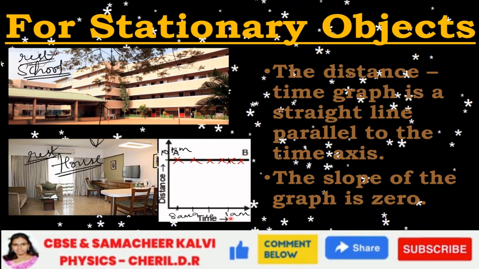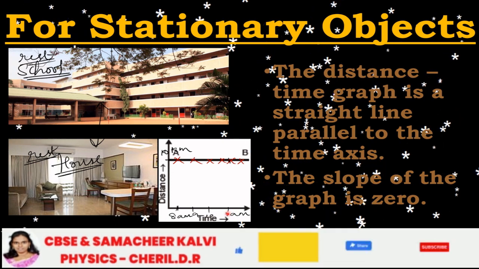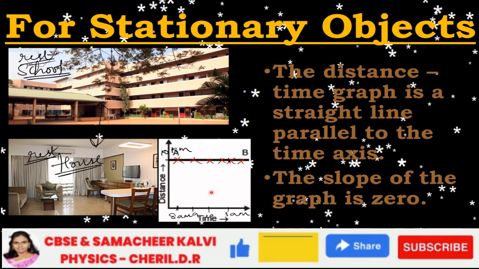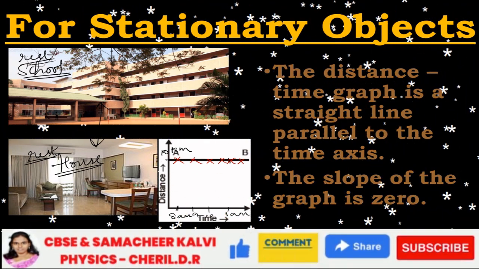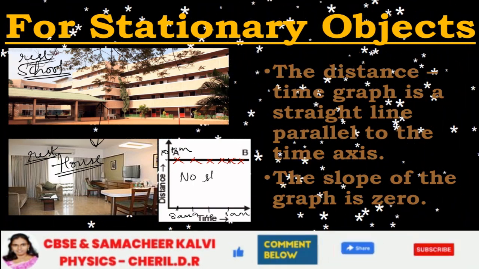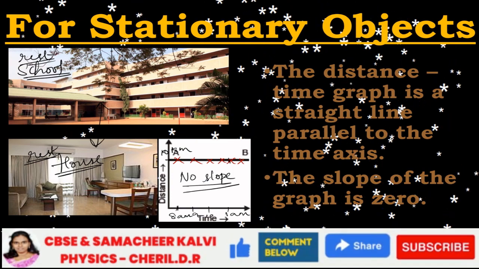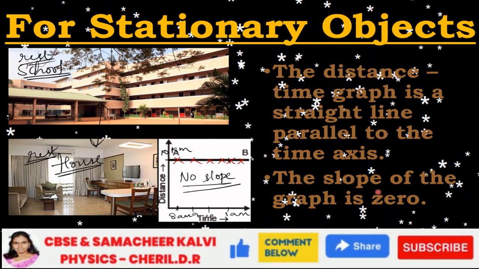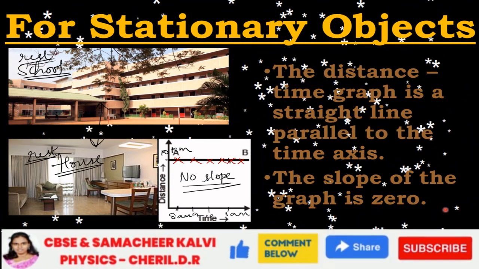This is the time axis. Parallel to the time axis. What did we already learn? If you have a graph parallel to the time axis, then do you have slope? No, there is no slope. The slope is going to be 0. That is what you are seeing here. The slope of the graph is 0.